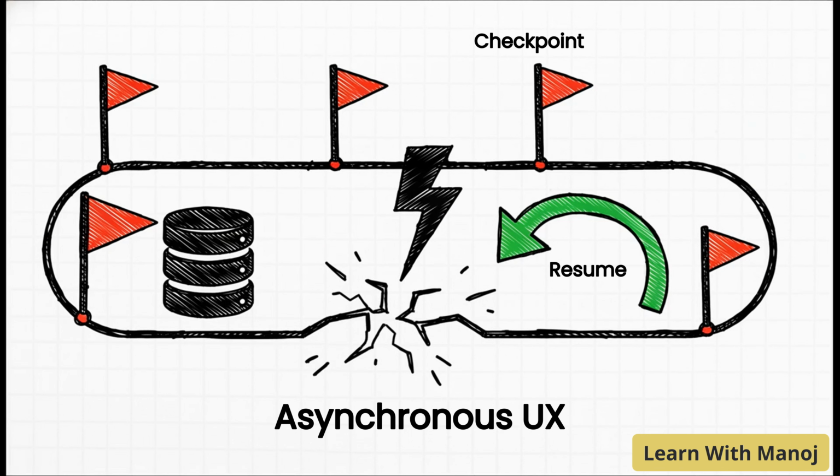But what happens if the server completely crashes while those 3 agents are working? That is exactly where checkpointing comes in. Every single update to the state is saved to a database like Postgres or Redis. If everything suddenly goes dark, the orchestrator simply wakes up, retrieves the last checkpoint, and resumes exactly where it left off. Zero lost work.